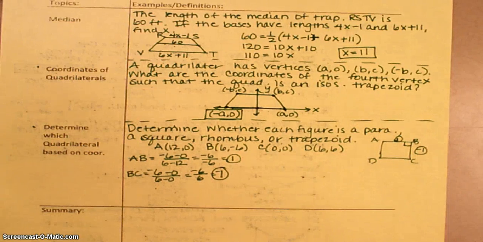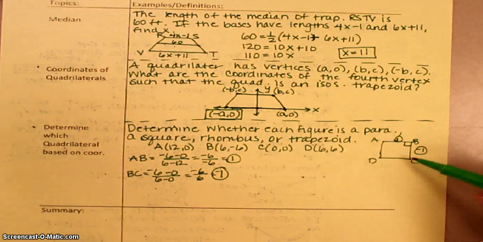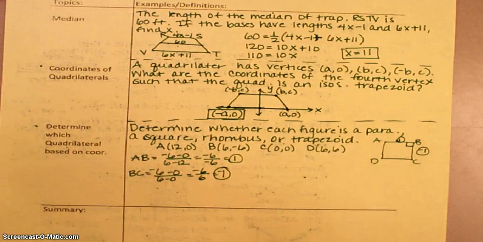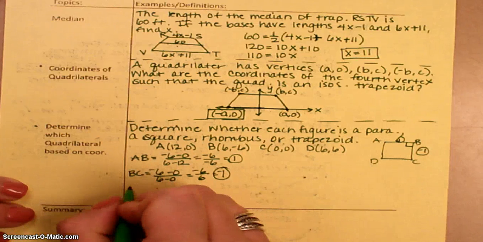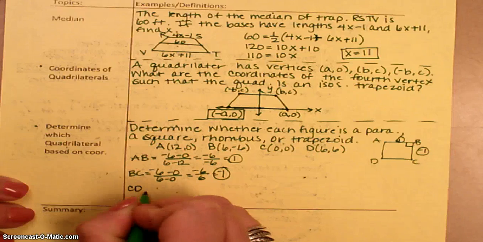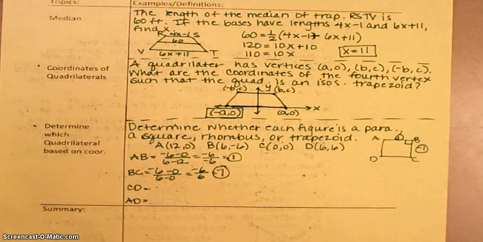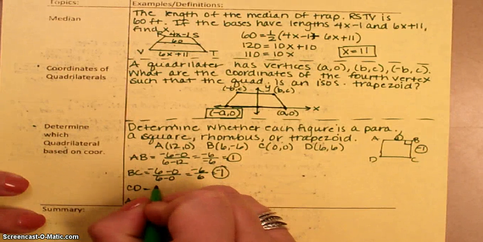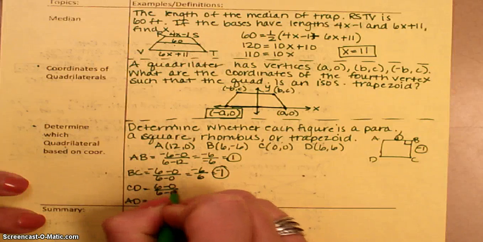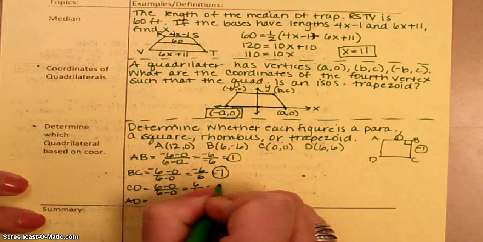But again, we don't know if this is a parallelogram. So we can't just assume that all these are going to be the same, because it doesn't tell us that. So we actually have to do slope and see what else we got here. I could assume that, but I don't know. So let's do CD and AD just to make sure. So CD: 6 minus 0 over 6 minus 0, 6 over 6, so 1.